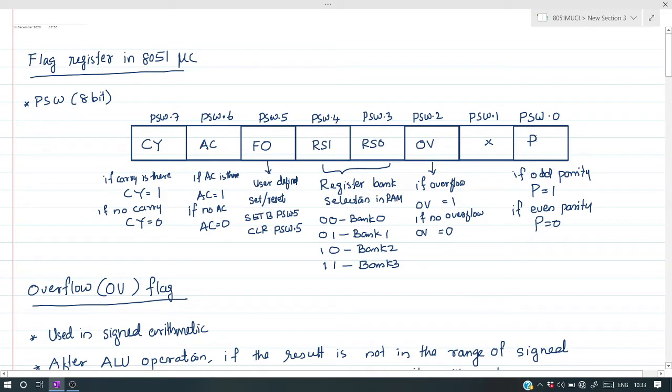The next important flag is the parity flag. Here there is a small difference with respect to the 8085 microprocessor parity flag. Here, if the number of ones in the result is odd, that is, odd parity, then only the parity flag will be set. If even parity is there, the parity flag is reset, P equal to 0. This is just the opposite of the case of the 8085 microprocessor parity flag. Here, odd parity means the number of ones in the result is an odd number. Similarly, even parity means the number of ones in the result is an even number.